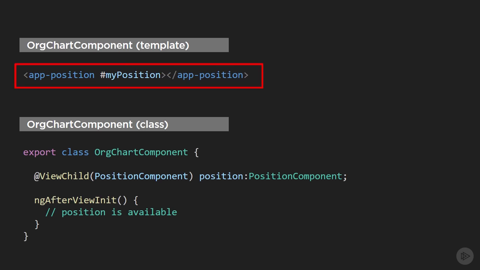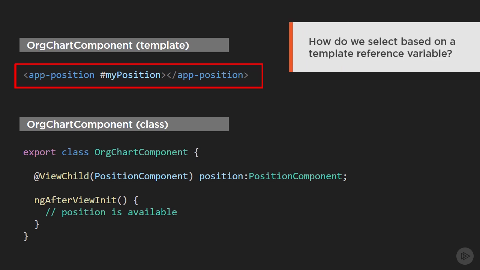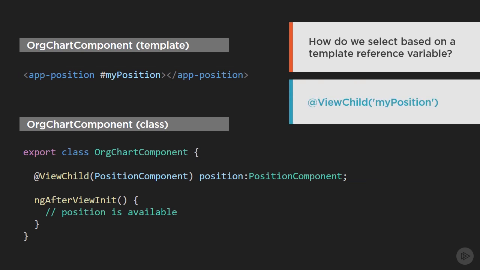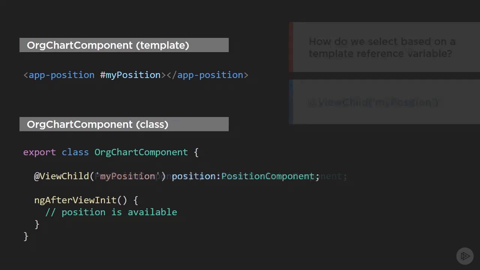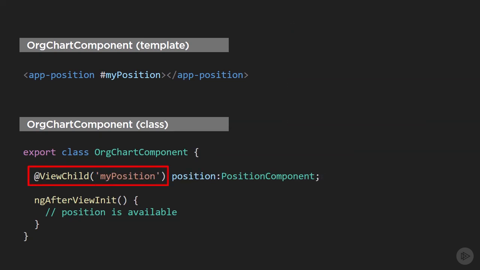Now in this example, we have @position, but we're giving it a template reference variable, #myPosition. How do we select based on a template reference variable? We use the same @ViewChild decorator, but we pass it a string. Before we passed it a type, as you can see here. But to access it by template reference variable, we pass it the string of the reference variable, myPosition. And we can see that here. We call @ViewChild, passing it the string myPosition, which will reference this item right here.